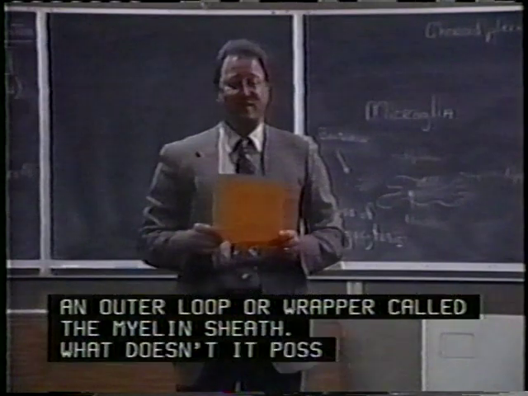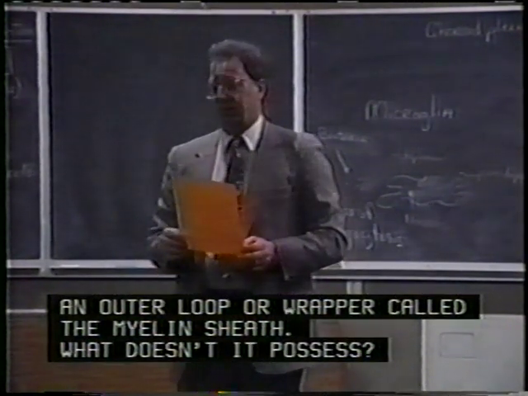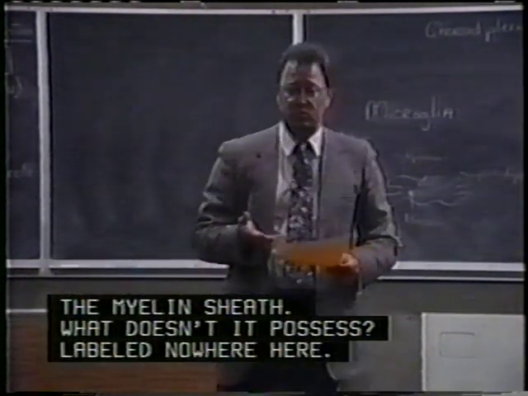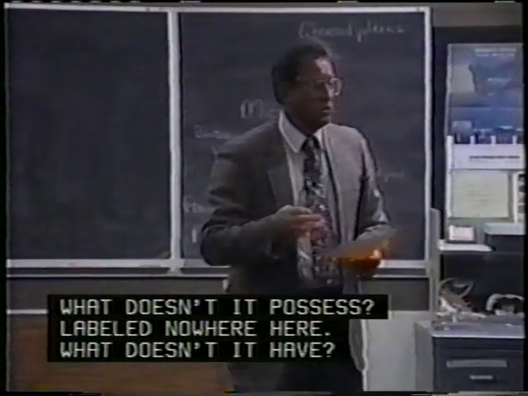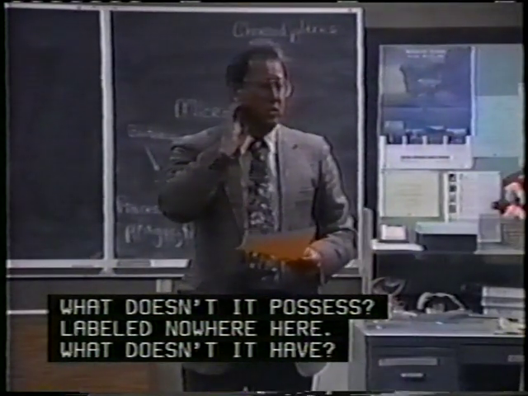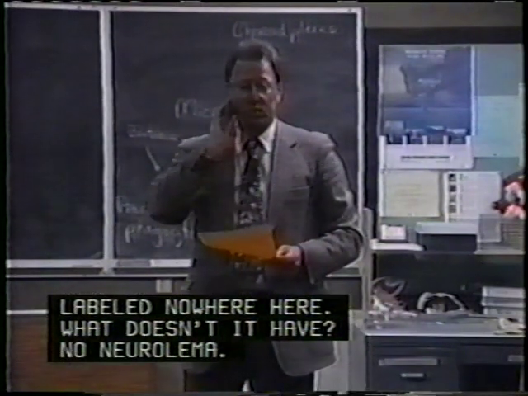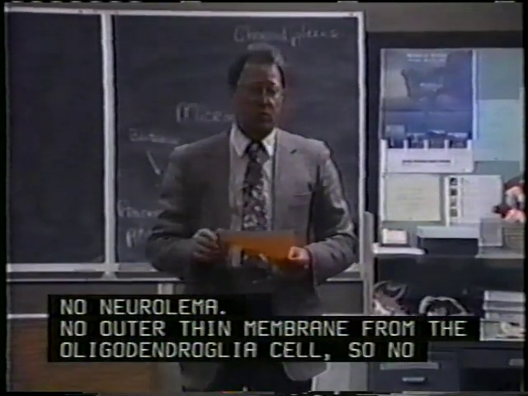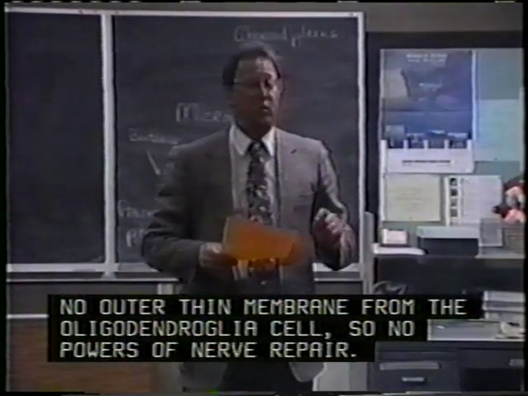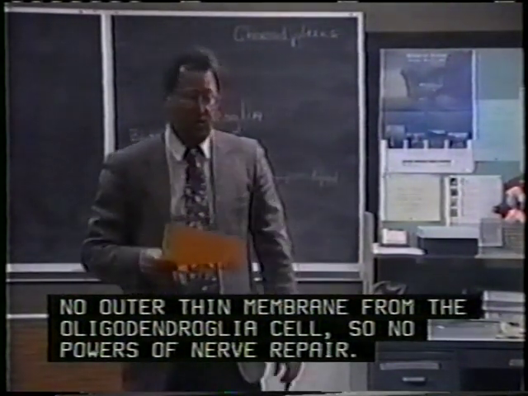What doesn't it possess? Labeled nowhere here. What doesn't it have? Somebody? Loud enough? No neural lemma. No outer thin membrane from the oligodendroglial cell, so no powers of nerve repair.